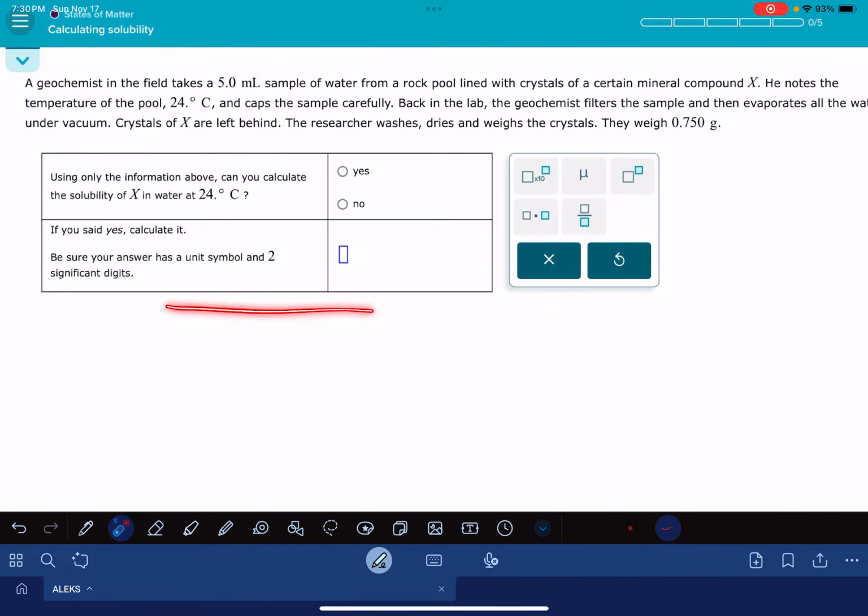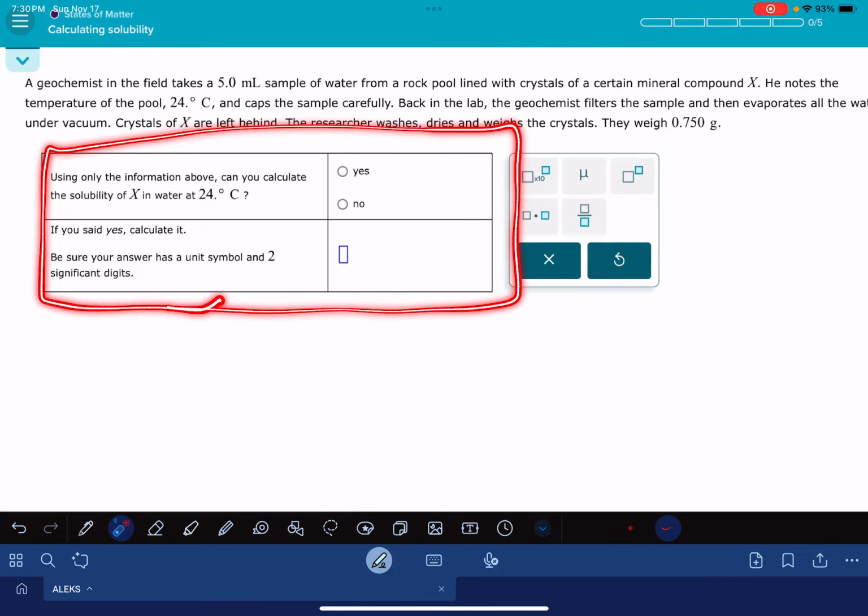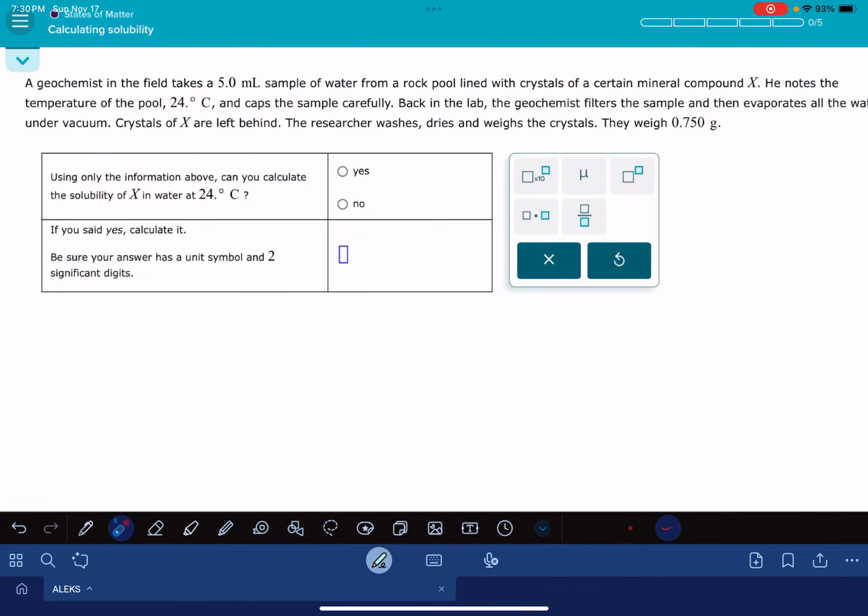So all of the versions of the problem are ultimately asking you the same 2 questions. They just vary in terms of the scenario or the story. The 2 questions that you're going to be asked are, number 1, whether or not you can calculate the solubility of a particular solution. And then if you can calculate the solubility, ALEKS wants you to do that.